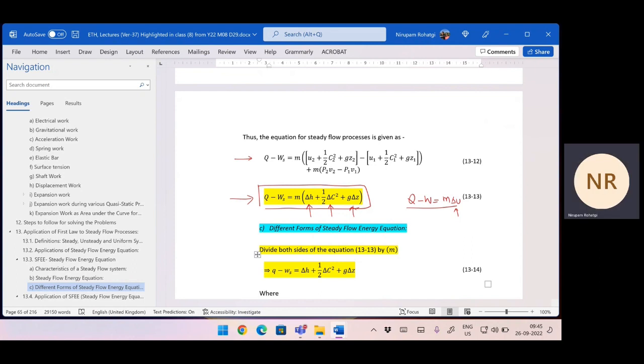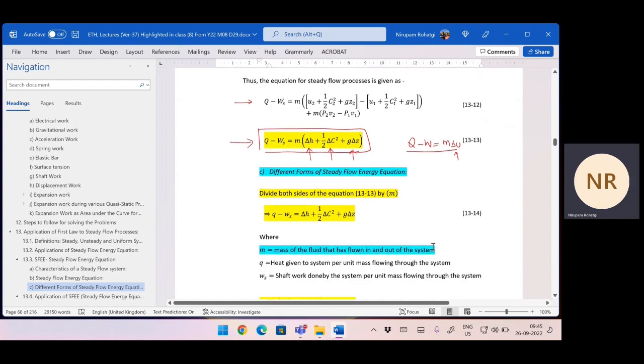Right? So what is it actually equal to? The total energy of the main system has gone. That is not relevant for us, because in the steady flow that remains constant. So heat given to the system minus work done by the system is equal to m times delta h plus half delta c square plus g delta z. Okay.